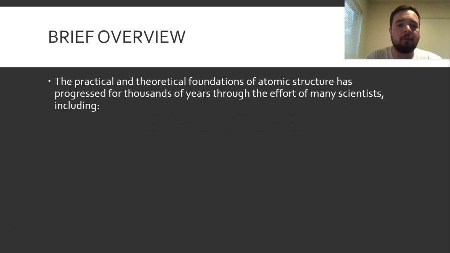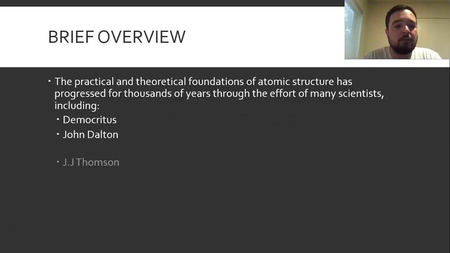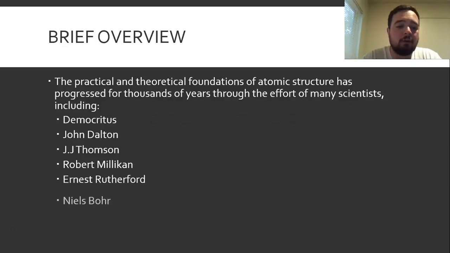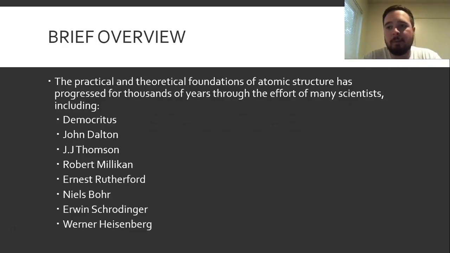So the practical and theoretical foundations for atomic structure have progressed for thousands of years, like I said, through the effort of many scientists and philosophers, including Democritus, John Dalton, J.J. Thomson, Robert Millikan, Ernest Rutherford, Niels Bohr, Erwin Schrödinger, and Werner Heisenberg. So we're going to do a brief overview of all these scientists and their contributions in relation to atomic structure.